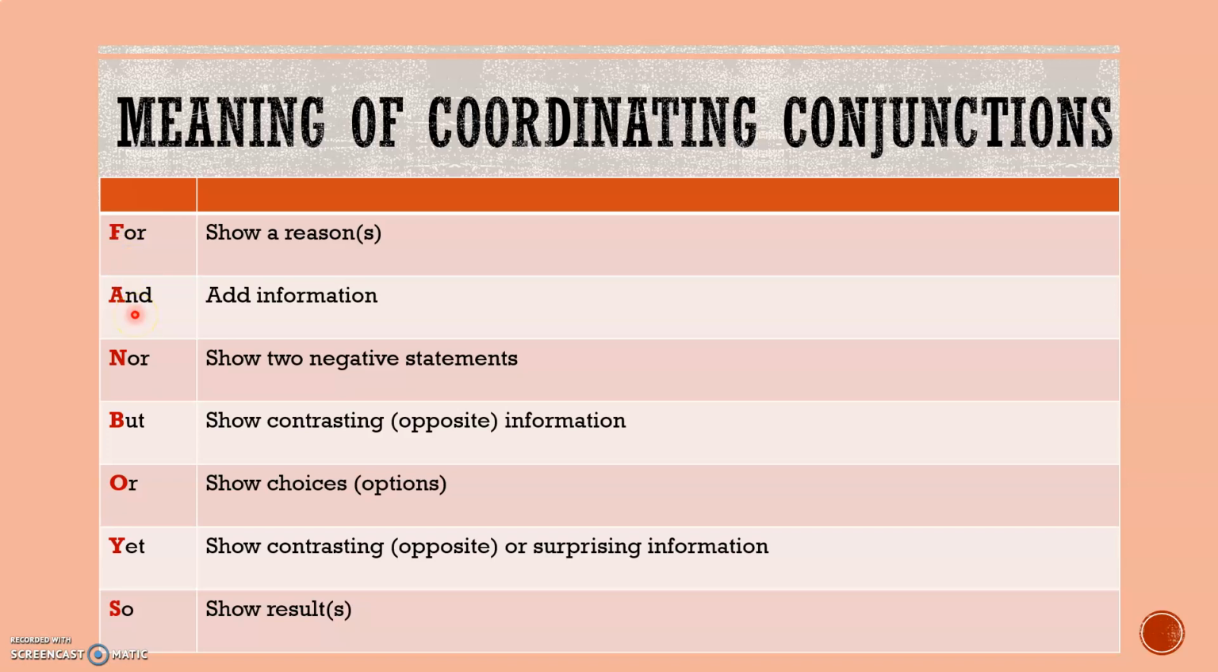And is very common. It adds information. Nor shows two negative statements. But shows contrasting or opposite information. Or shows choices or options. Yet shows contrasting or opposite or surprising information. And so shows results.